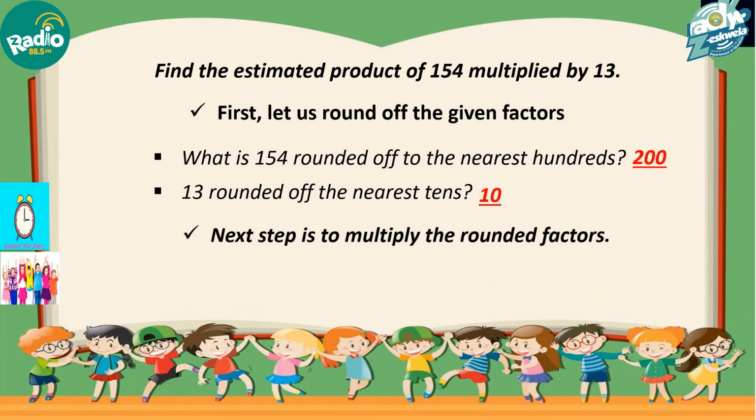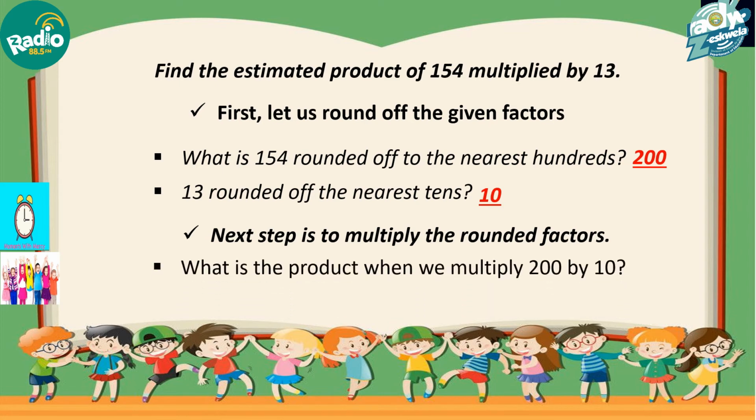Next step is to multiply the rounded factors. What is the product when we multiply 200 by 10? Very good! Your answer is correct. It is 2,000.